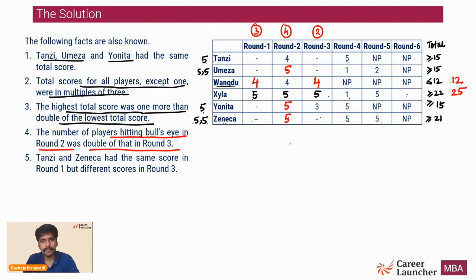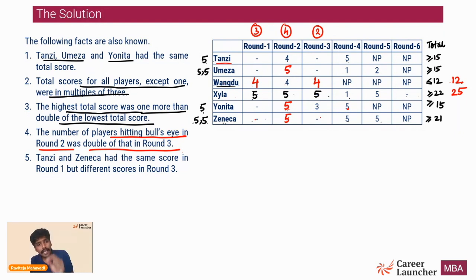All 3 of the missing values in round 2 were definitely 5s. Now just take a look at what about T or Y? For example, Y over here has a total score of 5 plus 3 plus 5, 13 points already.